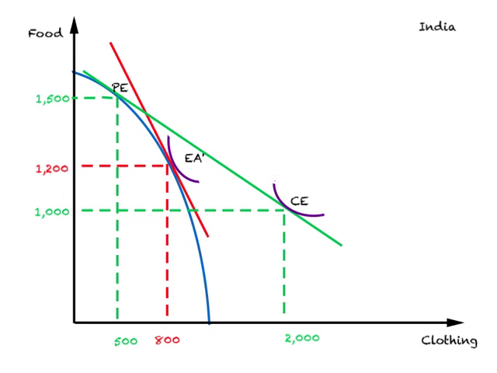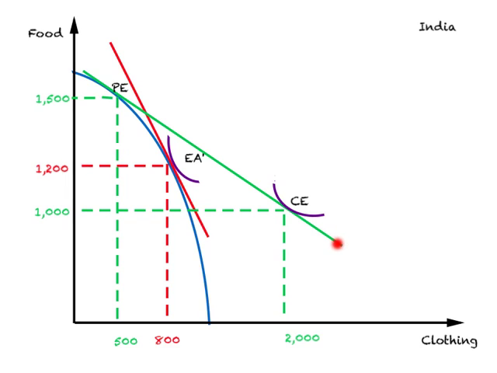Once again, this point EA prime represents equilibrium in autarky in India, where 800 units of clothing are produced and consumed, and 1200 units of food are produced and consumed in India when there is no foreign trade.